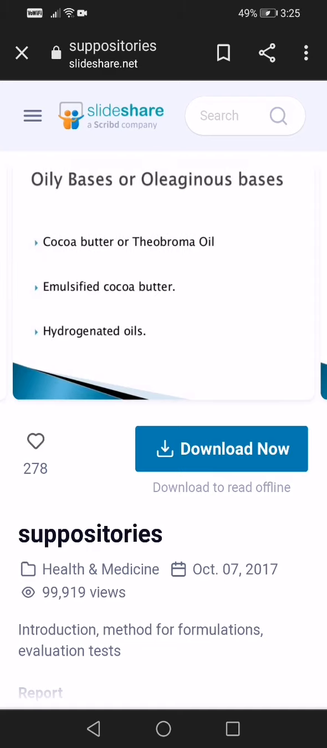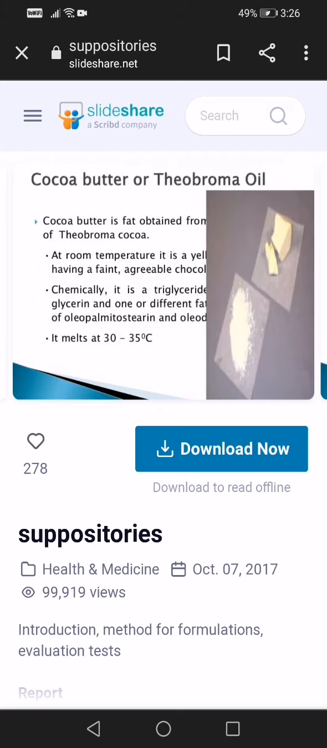So let us see what are the different types of bases and the classification. Oily bases or oleogenous bases are of three types, that is cocoa butter or theobroma oil, emulsified cocoa butter and hydrogenated oils. So coming to the cocoa butter or theobroma oil, cocoa butter is the fat obtained from the Theobroma cocoa. At room temperature it is yellowish in color having a faint agreeable chocolate flavor, and chemically it is a triglyceride of glycerin and different fatty acids like oleopalmitostearic acid, and it melts at 30 to 35 degrees centigrade.